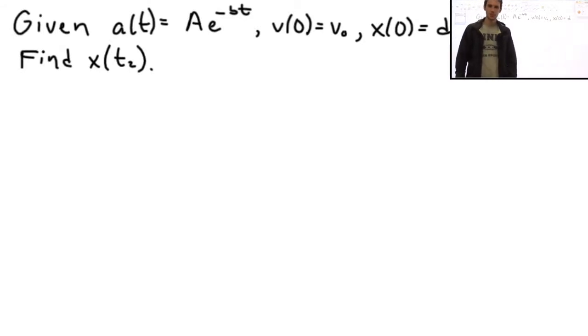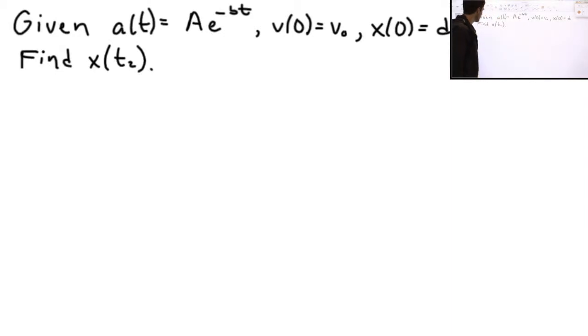So today we're going to talk a little bit about kinematics. In this problem we're given an acceleration function as a function of time, and the acceleration function is a e to the minus bt, where a and b are constants. We're told also a couple of initial conditions: the velocity at time 0 and the x position at time 0. We're going to assume all of this is in one dimension, so we'll just call it x. And our goal is to find the position at time t2, and t2 is just a name of the time.